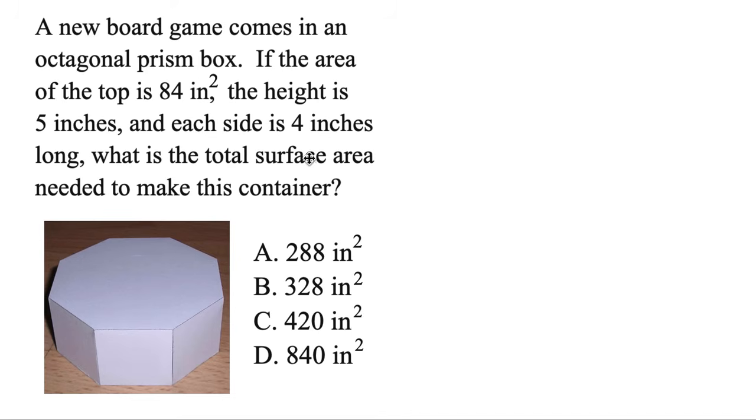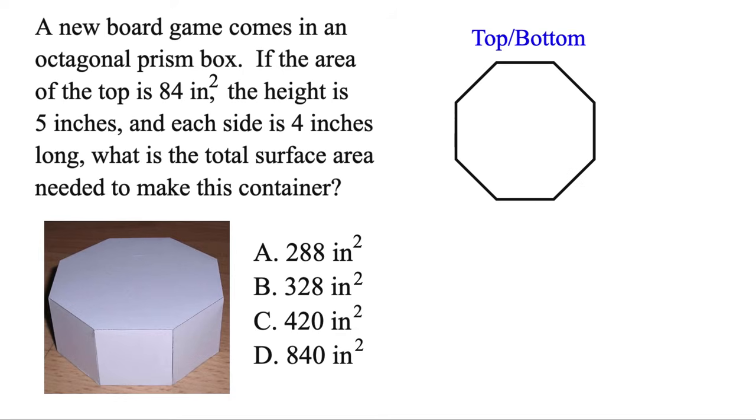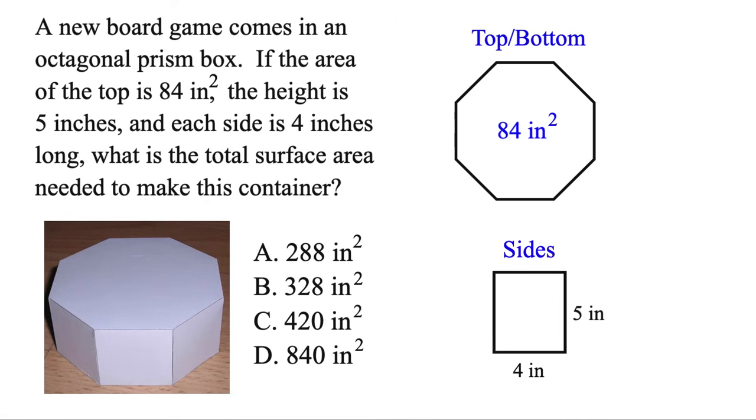One way to find surface area is you could always break this up into all of the shapes one at a time. So let's do it. We know we have 2 octagons for the top and the bottom, but they give us the area, so that's 84 square inches. Then we have all the sides, but those are just a bunch of rectangles. Let's draw that out. From there, let's multiply that area by 2 since we have 2 of those. That gets us 168.